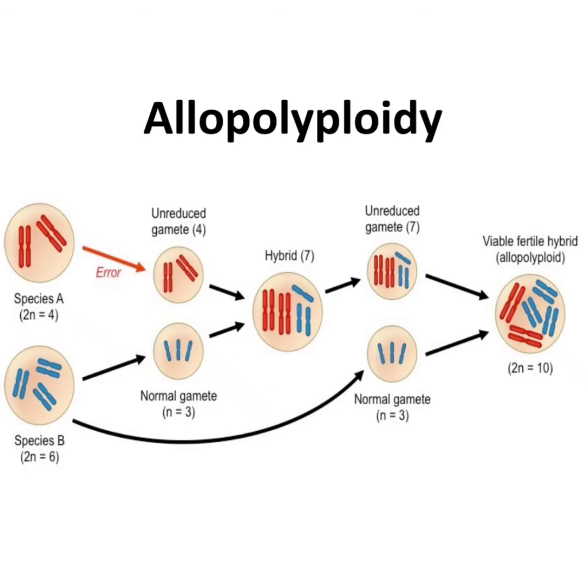Species A is 2n = 4 and species B is 2n = 6. Species A undergoes an error and results in the formation of an unreduced gamete with 4 chromosomes, whereas species B undergoes normal meiosis and forms normal gametes, n = 3 and n = 3. The hybrid formed between the unreduced gamete and the normal gamete has n = 7. When this unreduced gamete combines with another normal gamete, n = 3, a viable fertile hybrid called the allopolyploid is formed, which has 2n = 10.